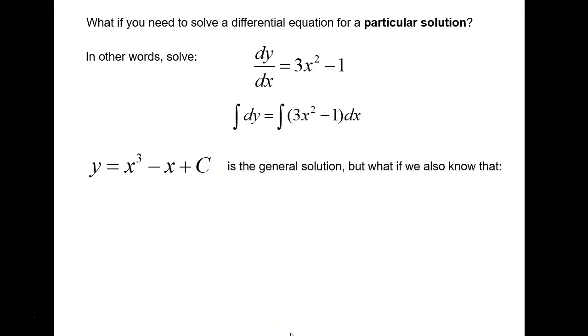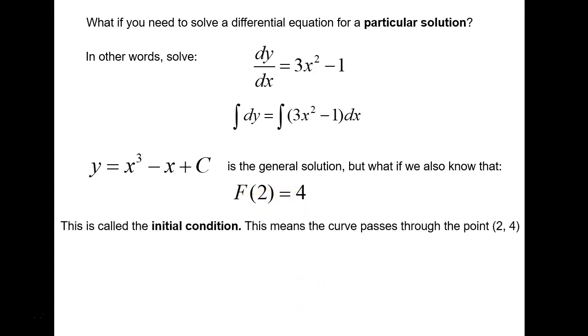But what if they also told you that the solution goes through the point 2, 4? So big F of 2 is 4. What they're doing is they're giving you information that we can use to find what the particular c value is. That's called the particular solution. That's where this term comes from. This is called an initial condition.